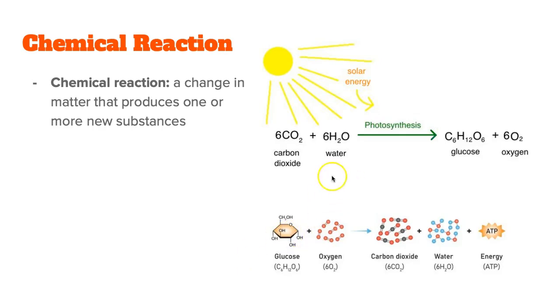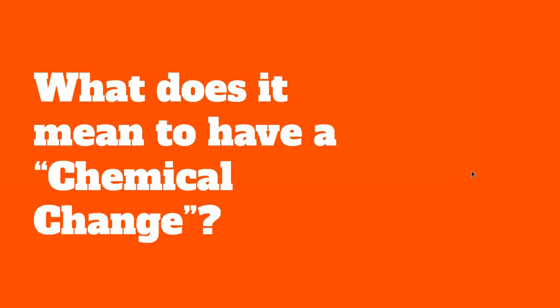So this is a classic example of photosynthesis, which you may or may not have heard of, where we start off with carbon dioxide and water and end up with glucose, which is a type of sugar, and oxygen. Right. So if you count the number of carbons and oxygens and hydrogens, it's going to be the same amount on the left side, which is the reactant side, and the right side, which is the product side.